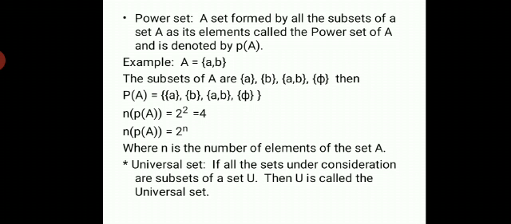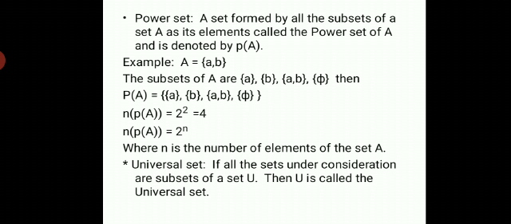So in such cases, we get the cardinal number of P(A) = 2², that is equal to 4. Why 2 in the index form? Because there are 2 elements in set A. So it is simply denoted by n(P(A)) = 2ⁿ, where n is the number of elements of the set A. Understood?